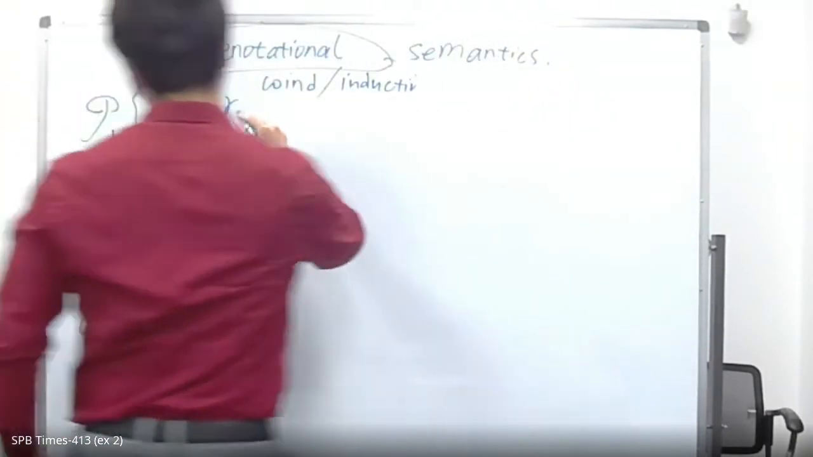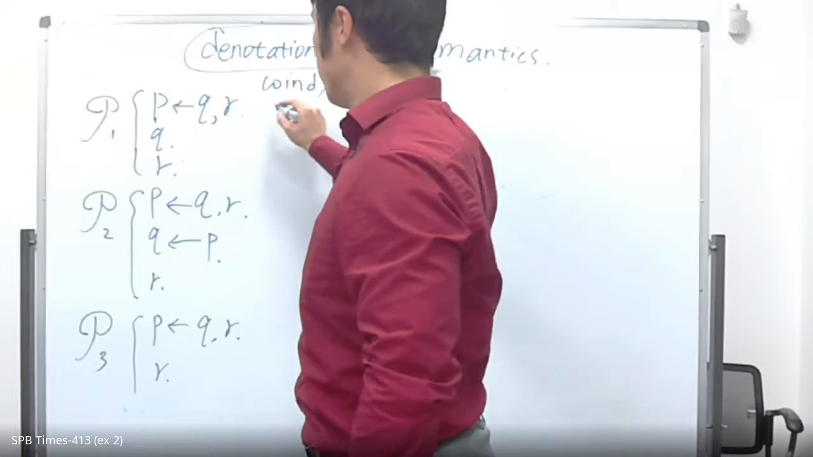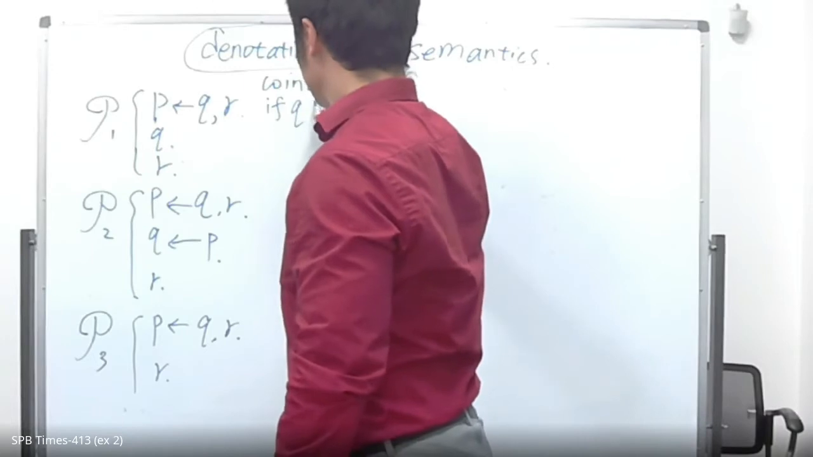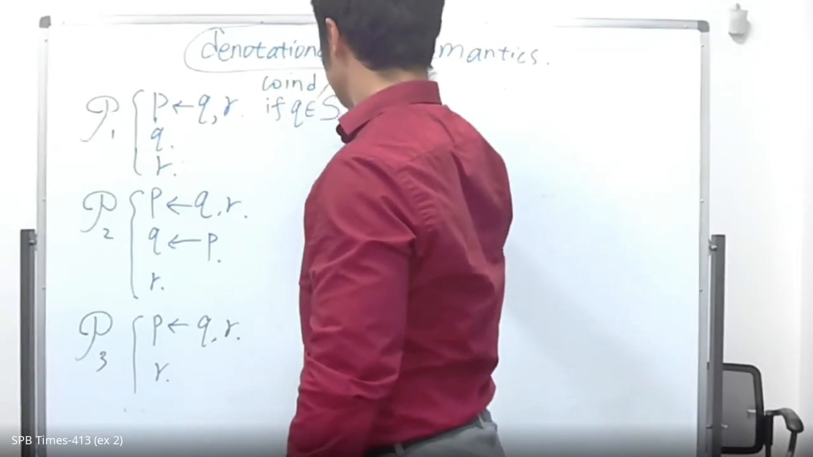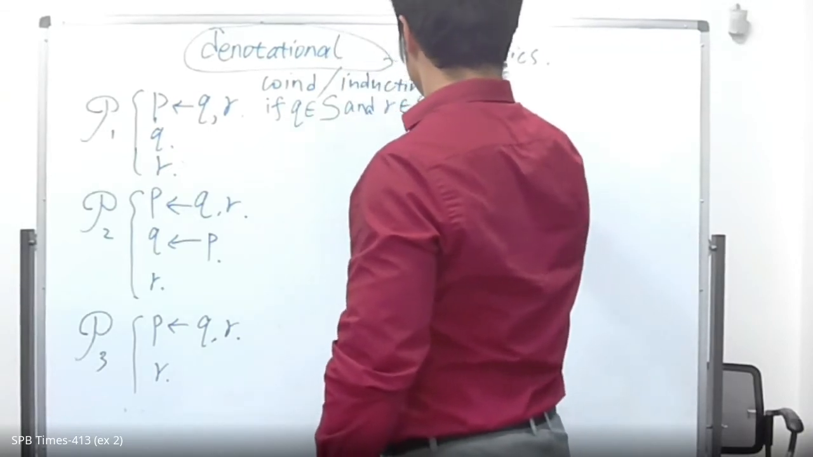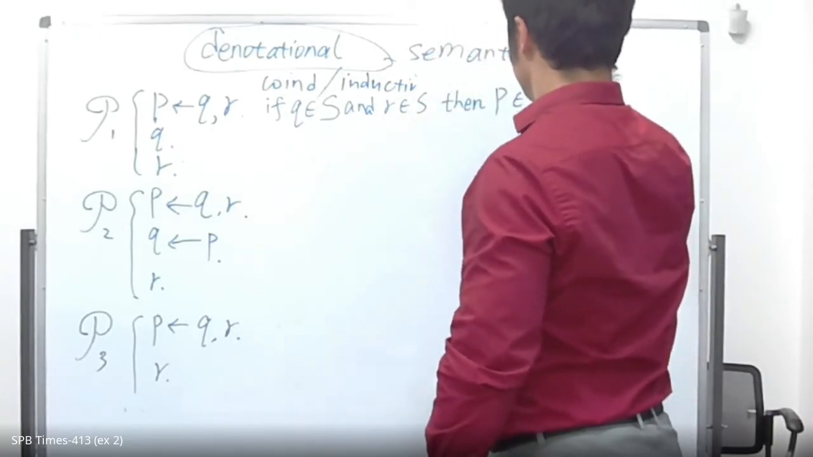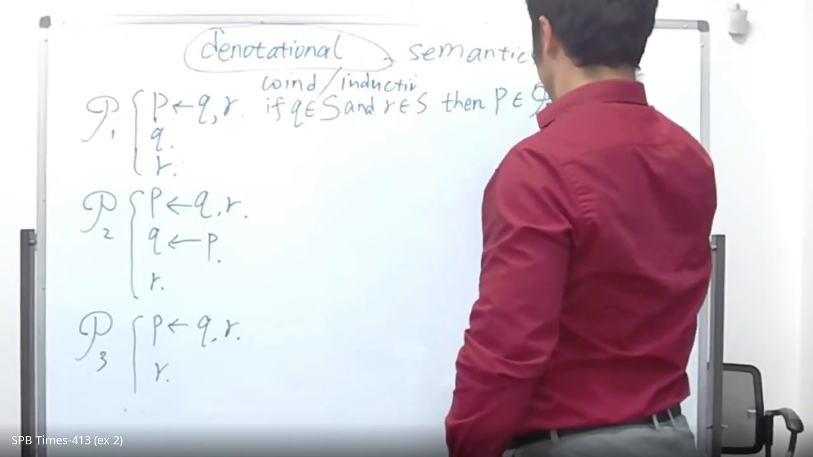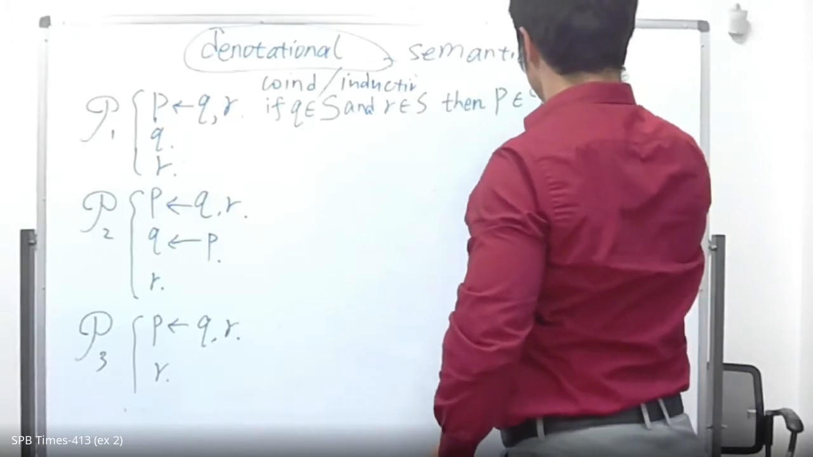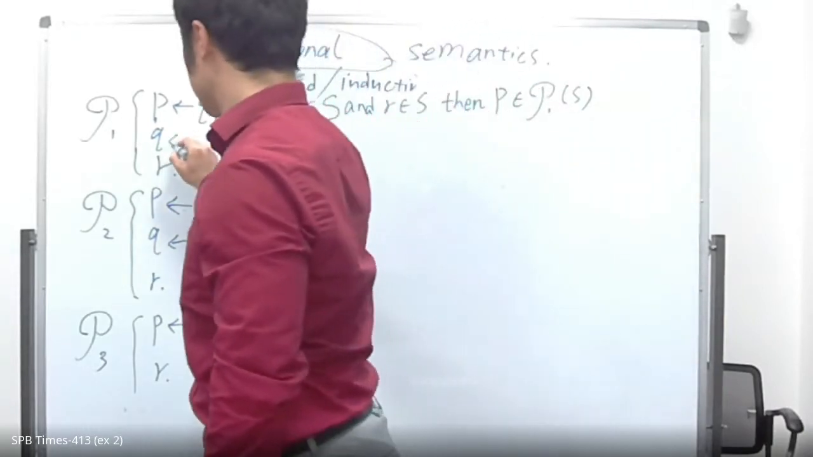Let's say P1 first. It has three clauses: the first one, the second one, the third one. The first one can be read in this way. If Q is in some set S and R is in S, then P is in the result of applying this operator to the set S. And the second clause can be written in this way.